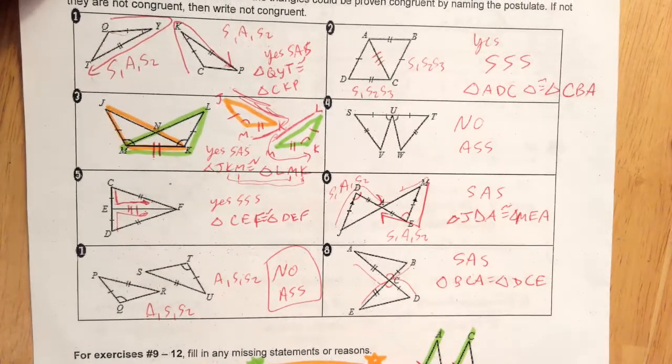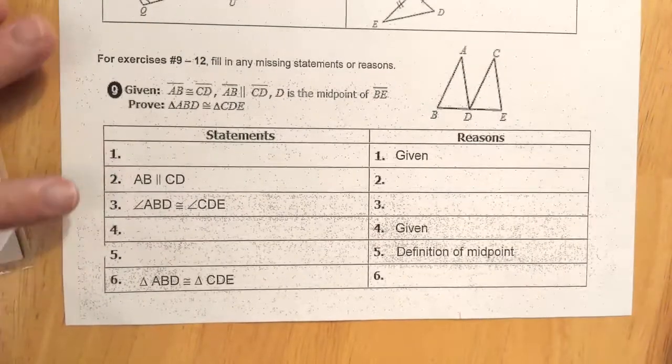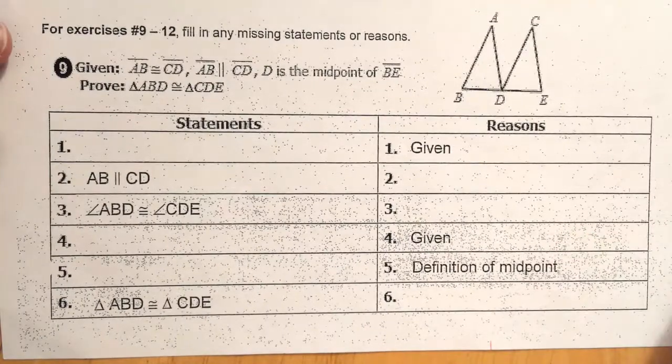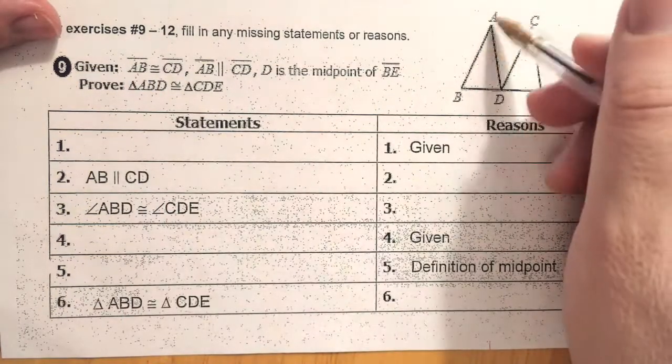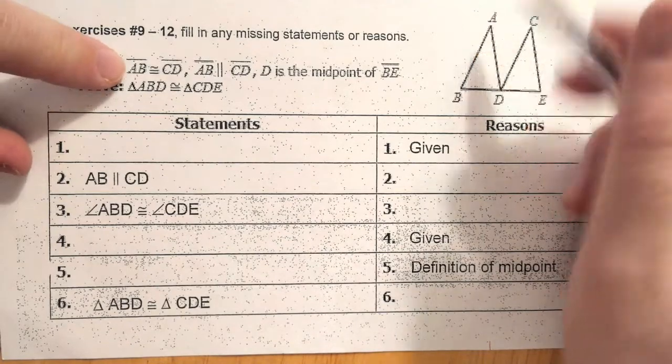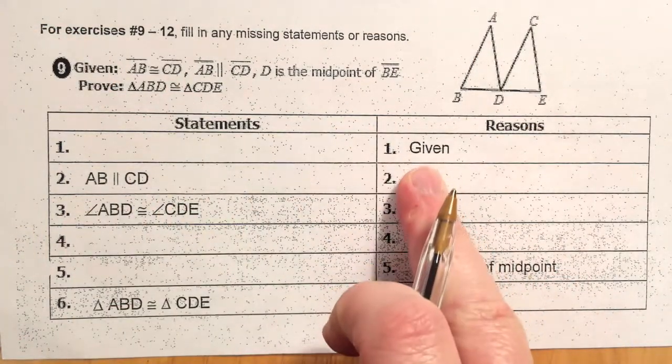All right, I have one more problem that I want to do. Just get you guys in the right mindset. We're going to go down to number 9. Okay, so number 9. All right, so let's do this. Okay, so here we go. They said AB is equal to CD. Now, that's what the given is, right?